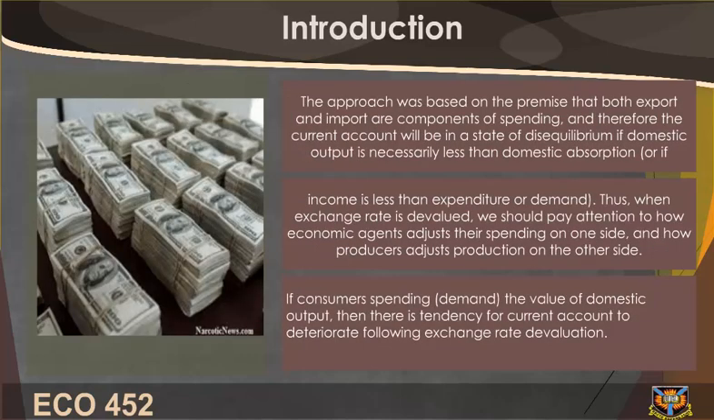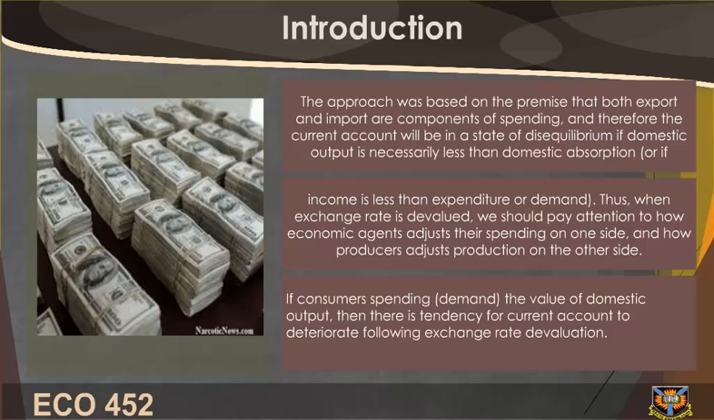Introduction. The approach was based on the premise that both export and import are components of spending, and therefore the current account will be in a state of disequilibrium if domestic output is necessarily less than domestic absorption, or if income is less than expenditure or demand. Thus, when exchange rate is devalued, we should pay attention to how economic agents adjust their spending on one side and how producers adjust production on the other side.